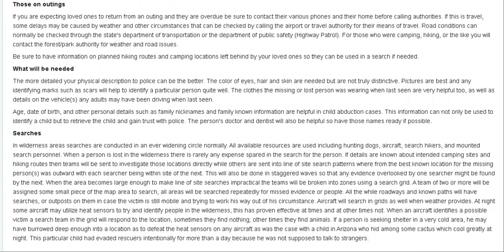In wilderness areas, searches are conducted in an ever widening circle normally. All available resources are used, including hunting dogs, aircraft, search hikers, and mounted search personnel. When a person is lost in the wilderness, there is rarely any expense spared in the search for the person. If details are known about intended camping sites and hiking routes, then teams will be sent to investigate these locations directly, while others are sent into line of sight search patterns, from the best known location for the missing person outward, with each searcher being within sight of the next.